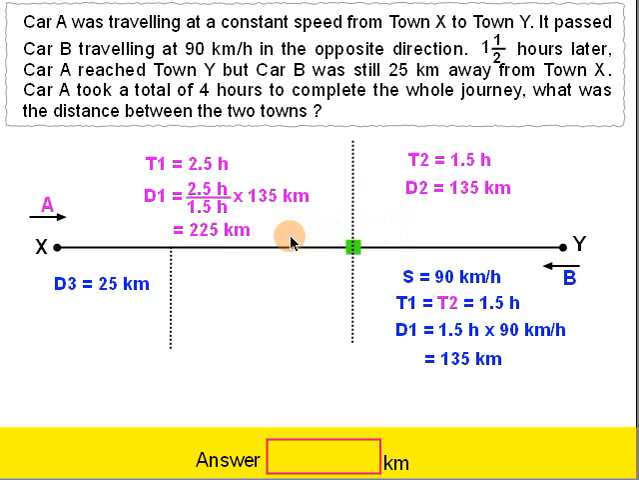We already got the first initial part traveled by car A to be 225 km, and then plus the second part, 135 km. So the total distance traveled is 225 km plus 135 km. That gives us 360 km. So the answer is 360 km, the distance between Tau X and Tau Y.